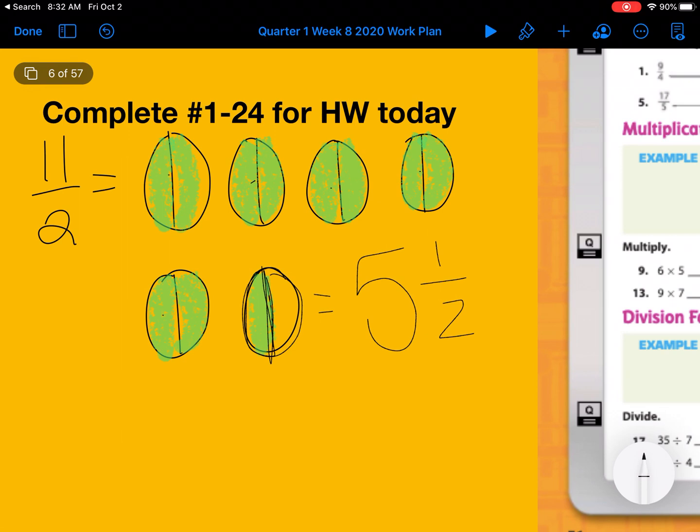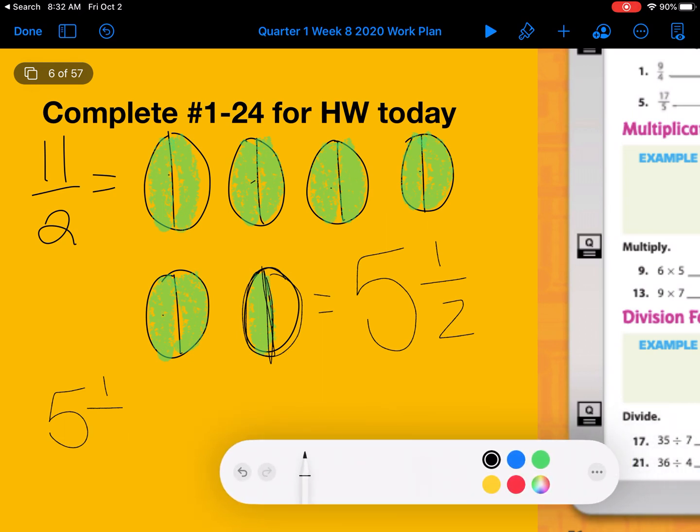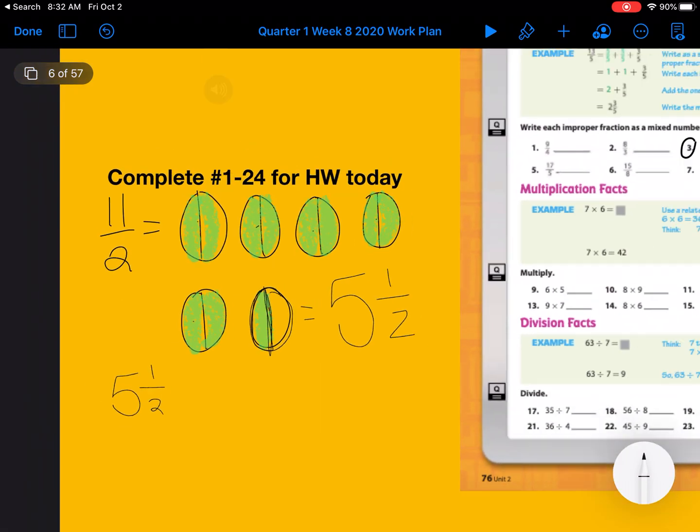Or you could have done, how many whole numbers? How many times does 2 fit into 11? It fits 5 times because 2 times 5 is 10. And then you have 1 left to get to 11. Whoops. I drew that really weird. So you can draw it out or you can simply do the math equation in your head.